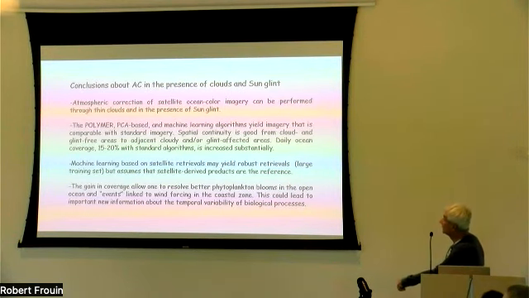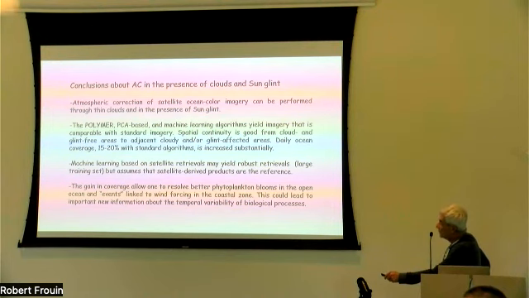So what are the conclusions about atmospheric correction in the presence of cloud and sun glint? So I would say that atmospheric correction can be performed through thin clouds and in the presence of sun glint, with Polymer and PCA-based machine learning algorithms. They have put some examples. They have shown that they can deal with this problem. And spatial continuity is good, and the daily coverage is increased substantially.